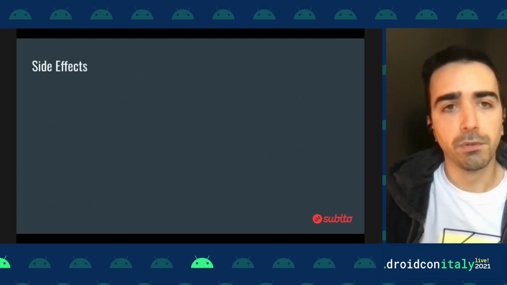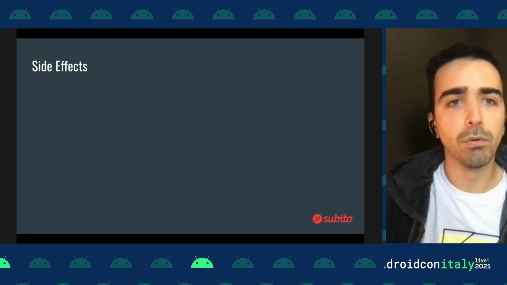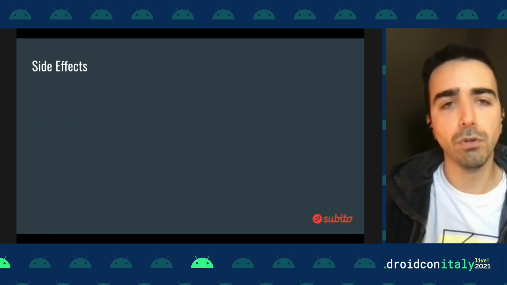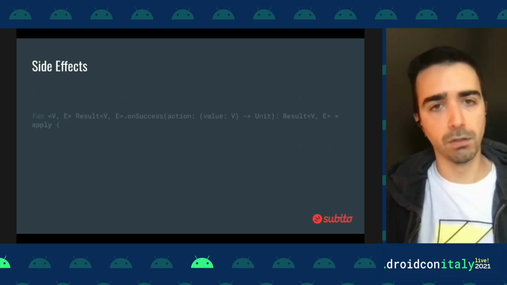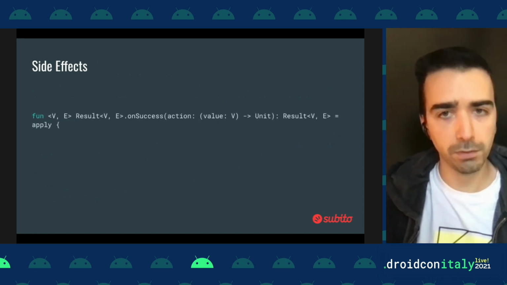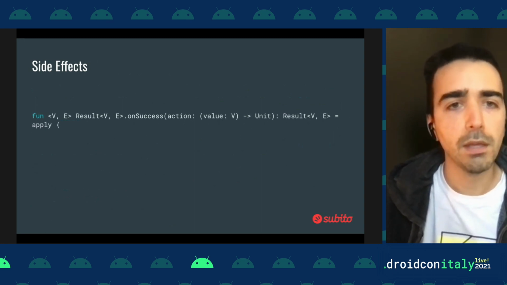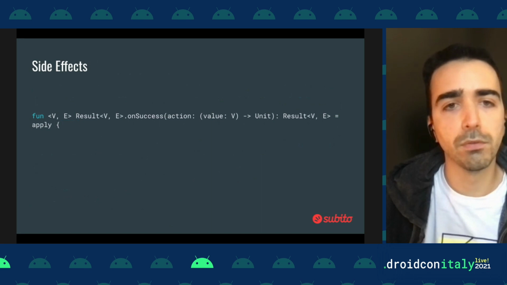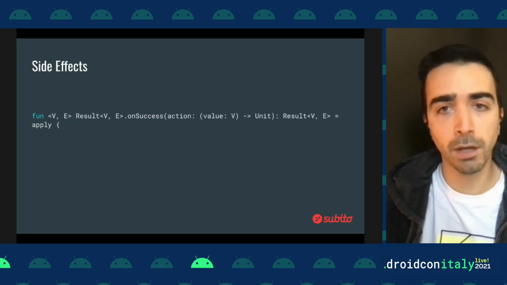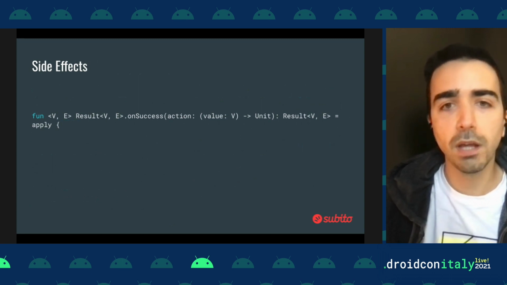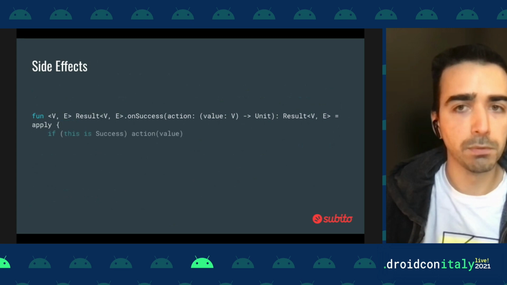Sometimes we also need to perform some side effects like assigning to a variable or logging or writing to file, whatever we like. And to do so, we are providing two operators. One is called onSuccess. And if we have a look at the signature, the input result is of type V, E, and also the output result, because here we are not allowed to change it. We are just having a look, let's say, at the inner value. So we are setting a lambda from outside.